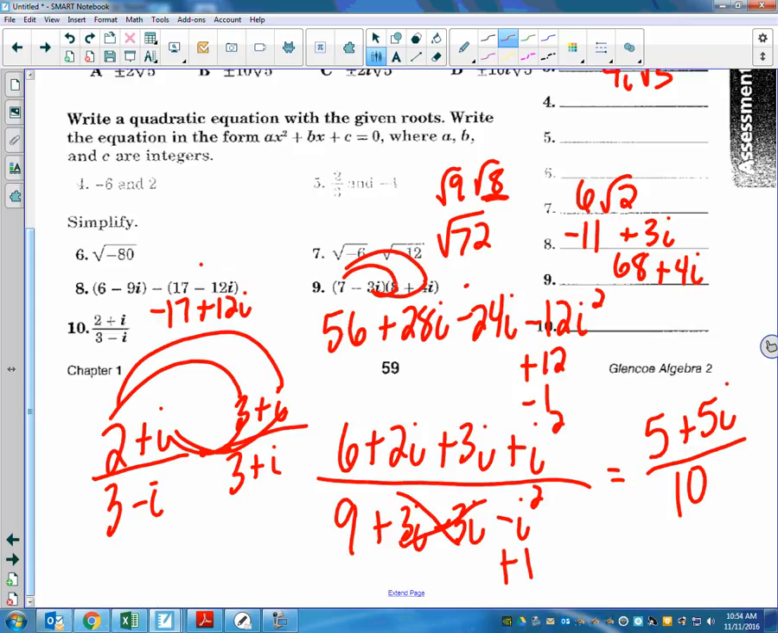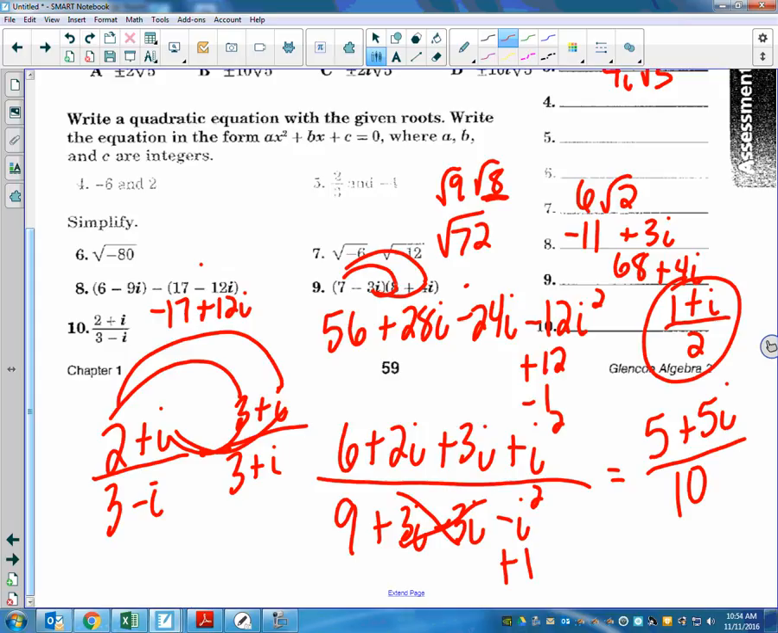Well, wait, there's more. We're not going to leave our answer like this if there's a common factor. In this one, do you see that everything is divisible by 5? So the best answer here would be 1 plus 1i all over 2. Because this is a fraction, you want to simplify that fraction.